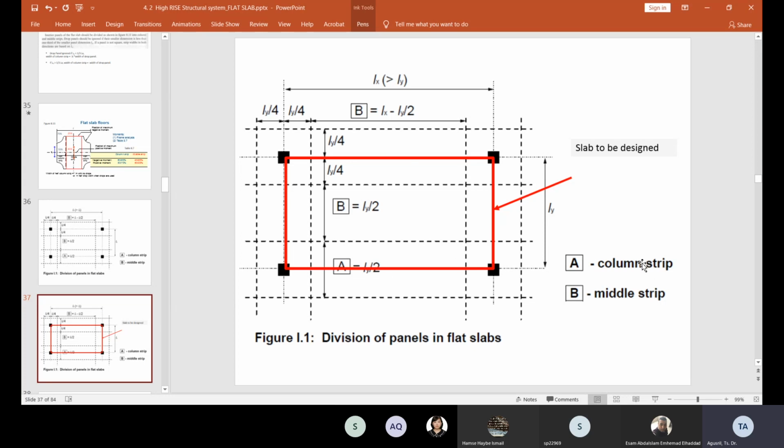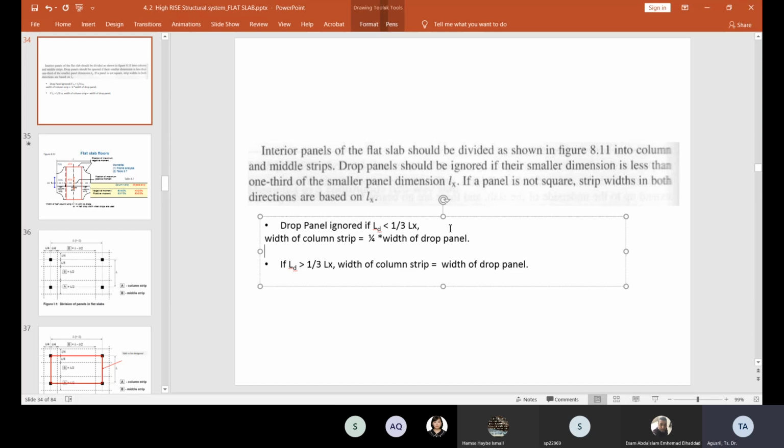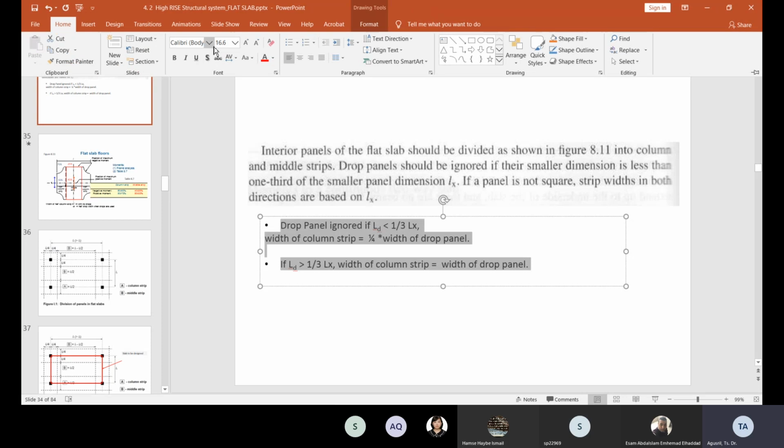The column strip has the function to resist all the bending moment and shear force, and then transfer the load to the column. So this is the function of the column strip. Okay, and now we need to show you this one. Too small. Okay, make it clearer.